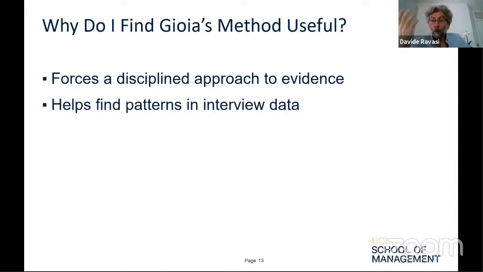When working with a database that mostly comes from qualitative data, from interviews, it's a very good way to start seeing some patterns in there as a first step. And then from there, you may do more elaborate analysis, bring in other sources of data, but it's a very good first step.